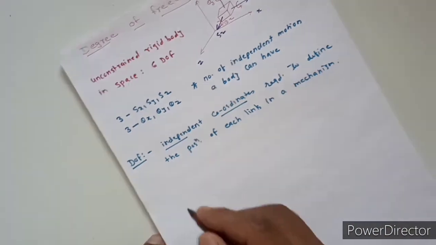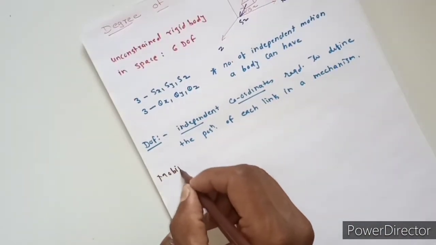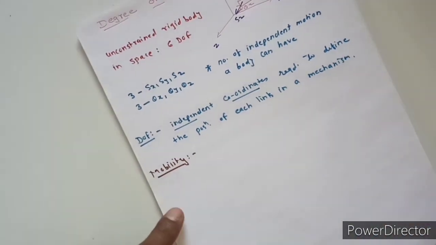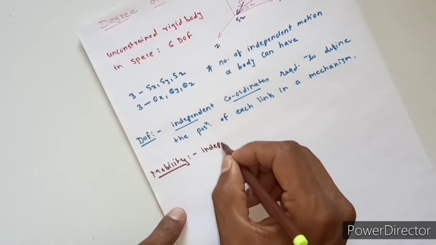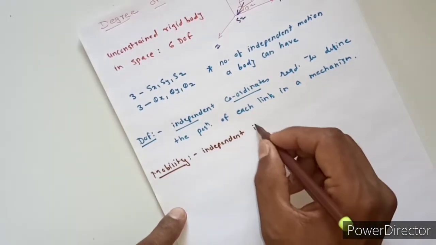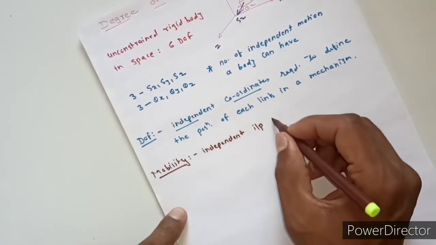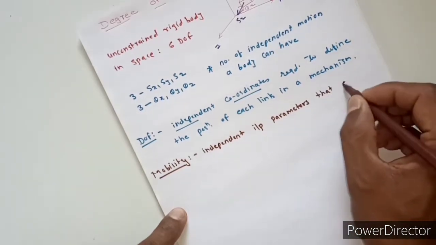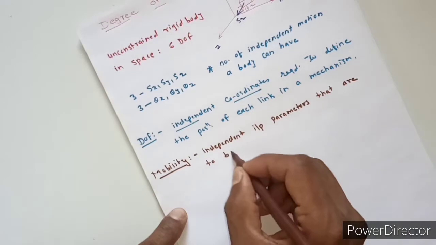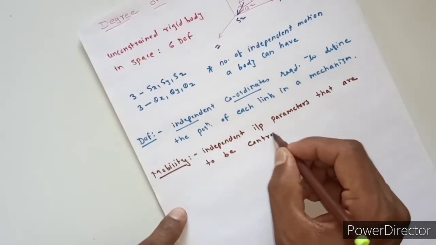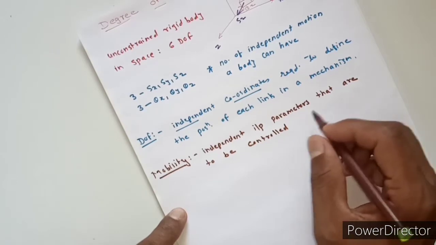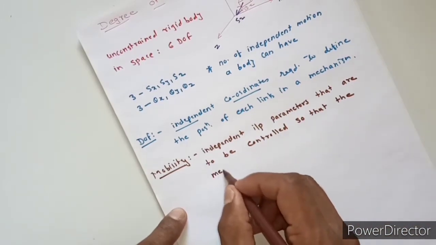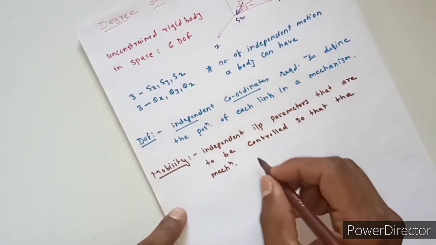Now there is one more term for mechanisms called mobility. You can define mobility as the number of independent input parameters that are to be controlled so that the mechanism takes a definite position.